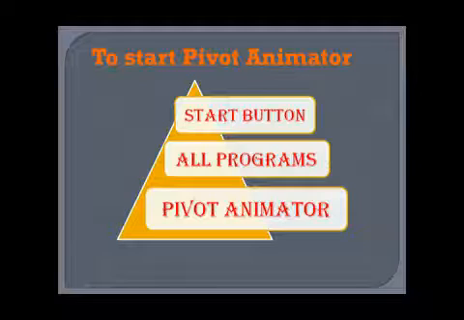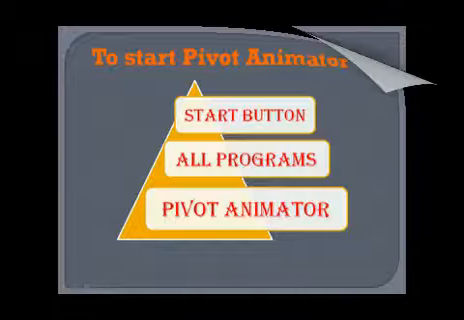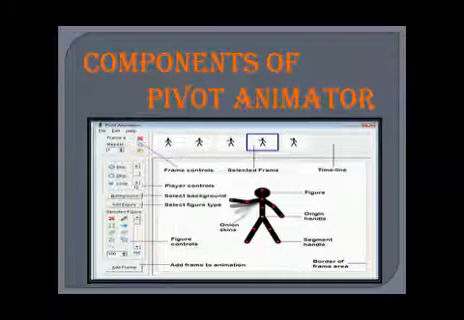The Pivot Animator window has different parts which are also known as its components. Now we will discuss its components one by one. First is frame. It shows the position of a figure. Next is frame controls. This group has various buttons to control the working of the frames. Next is background. This button allows you to add a background to the frame. Next is add figure. This button allows you to add another figure to the frame.